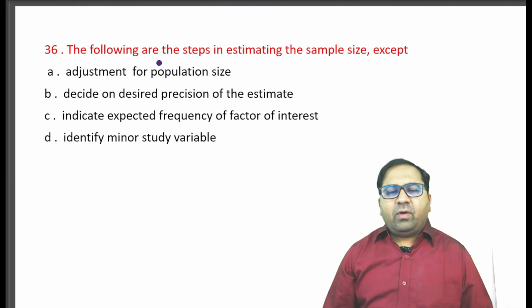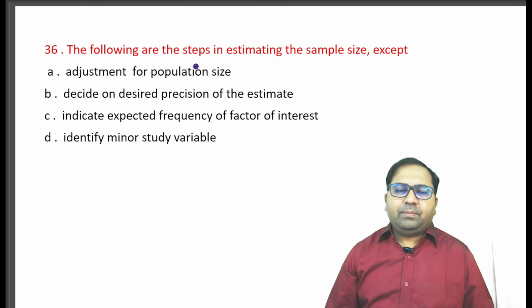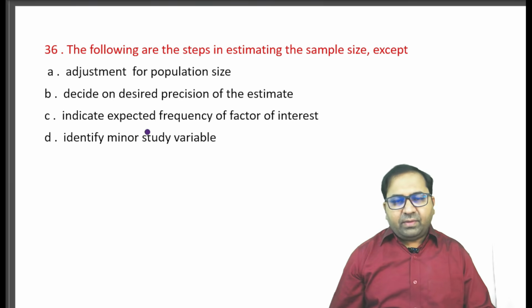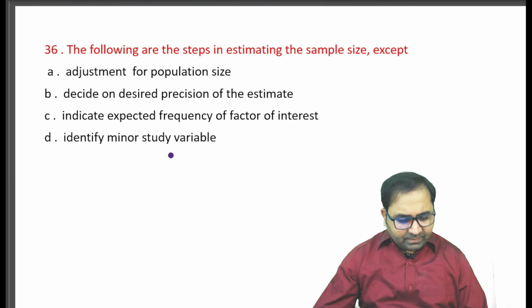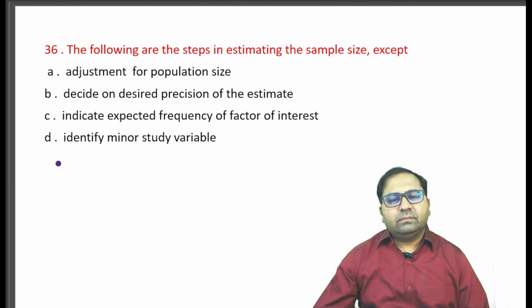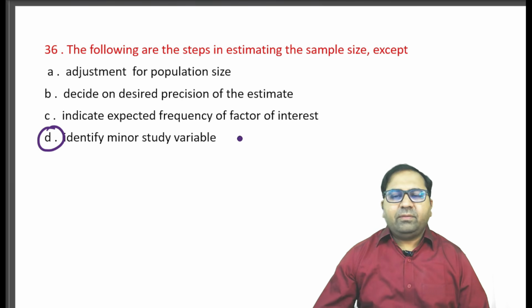Next question. The following are the steps in estimating the sample size except. Options are A, adjustment for population size, B, decide on the desired precision of the estimate, C, indicate the expected frequency of factor of interest, or D, identify the minor study variables. The answer is D, identify the minor study variables.